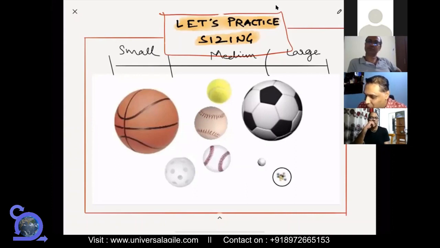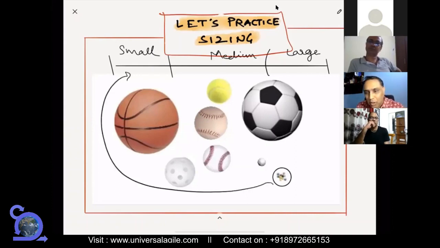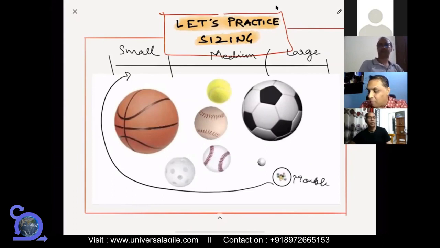If I put this in small, now you need to place other balls into different categories. So this set, these are called marbles, as you can see. If we say marble is our reference point, and we are calling marble small, where do you think this will go? Small, medium, or large? Where would this go? Small, medium, or large? That's the activity you need to do. Clear?